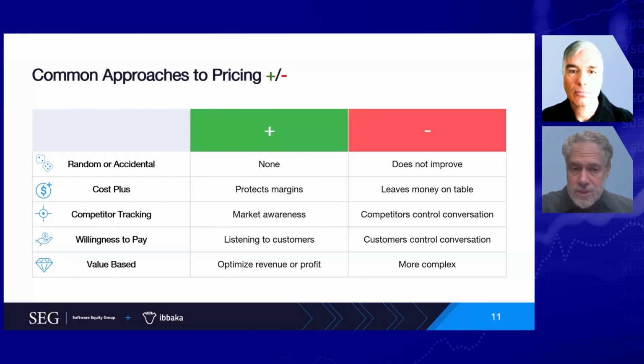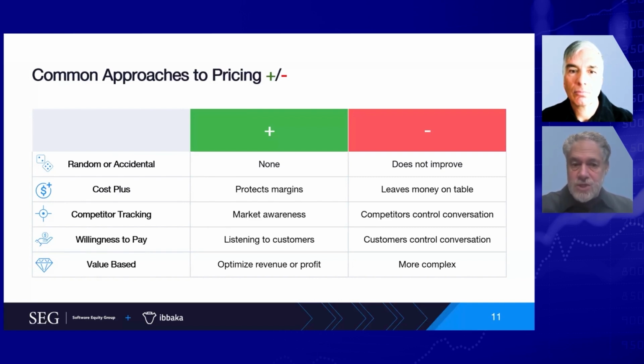Another common approach is cost plus, where you understand your costs and you add your target margin, and that gives you your price. The good thing about this is it can protect your margin. The problem is, though, that it leaves a lot of money on the table, and unless you are the low-cost provider in your industry, it's a failing strategy. And the reason for that, of course, is your competitors.